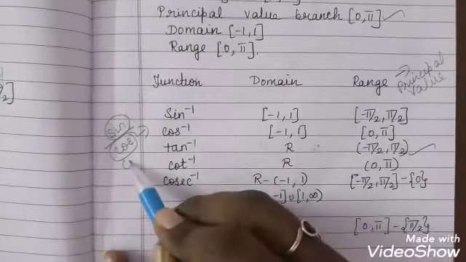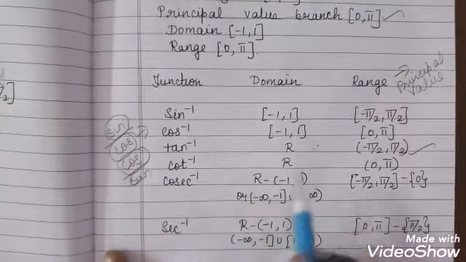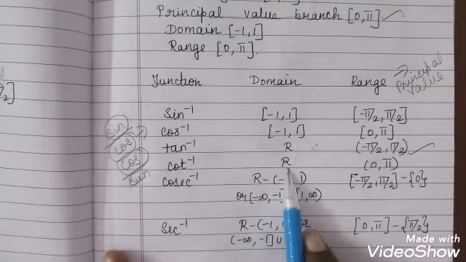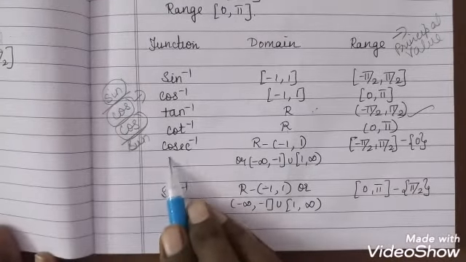Similarly, your cot. So what is cot actually here? It's nothing but cos by sine. So for cos, what is the range you get here? 0 comma pi. So cot inverse has domain R, and here you have the range as 0 comma pi. Got it? The next one is cosecant inverse.